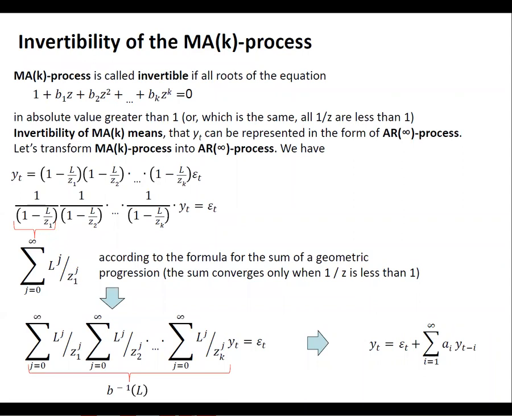The process MA(k) is called invertible if all the roots of this equation are greater than 1 in absolute value. This is equivalent to the fact that the reciprocals of the roots, i.e. 1 divided by z, are less than 1. This invertibility is a theoretically important property, because if the process MA(k) is invertible, then the original process Y can be represented as an autoregressive process of infinite order.